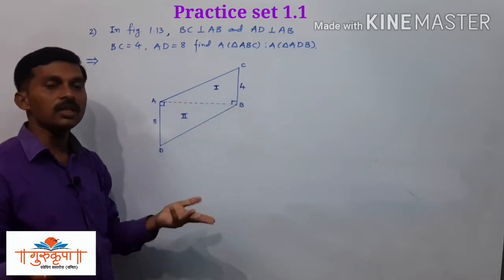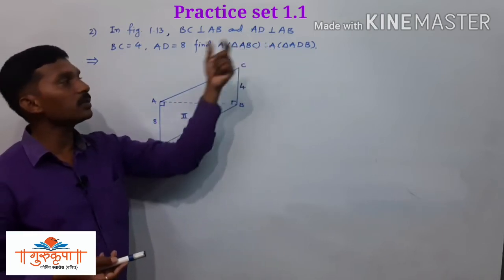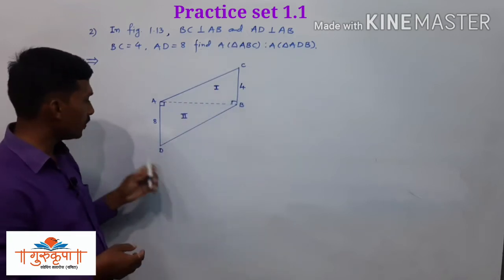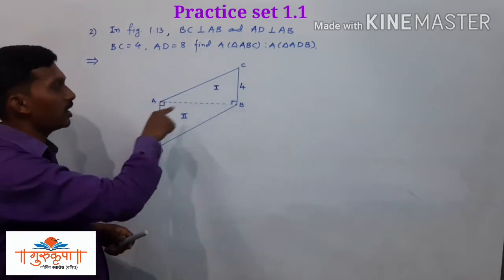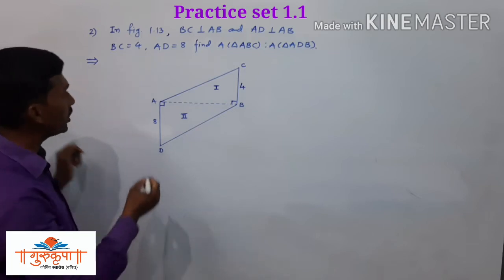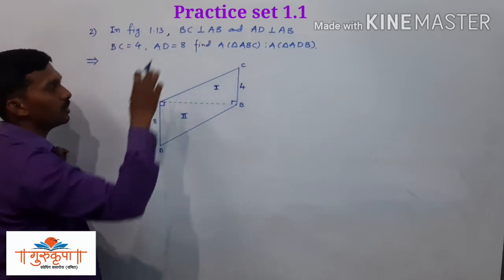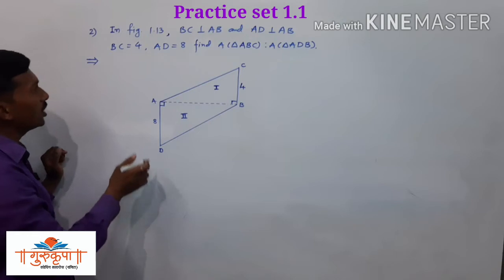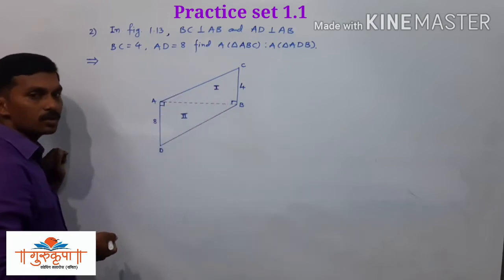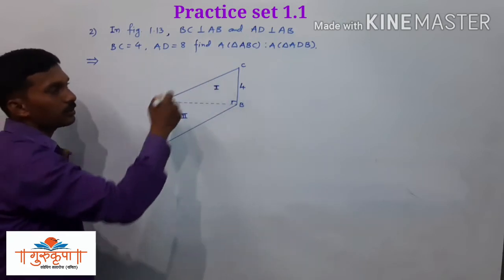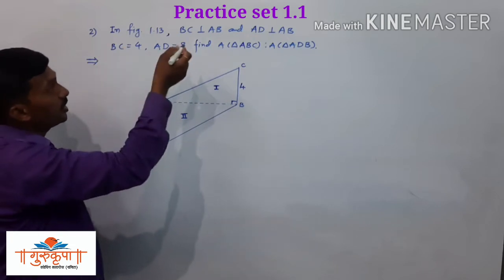So you can easily get the ratio of the areas of 2 triangles. First of all, we will write the given information. We draw a diagram here. Now we will write the given information. Whatever information we have, we have to write here, and then we have to write the solution. So here first we draw a diagram. Now we have to write the given information.